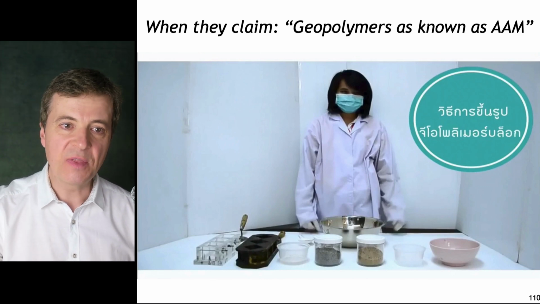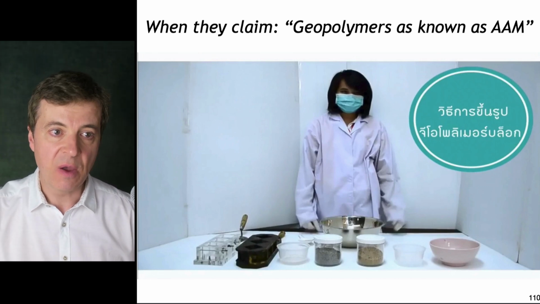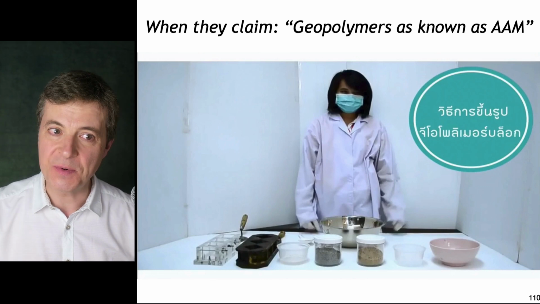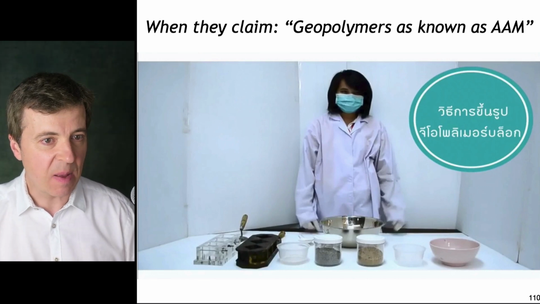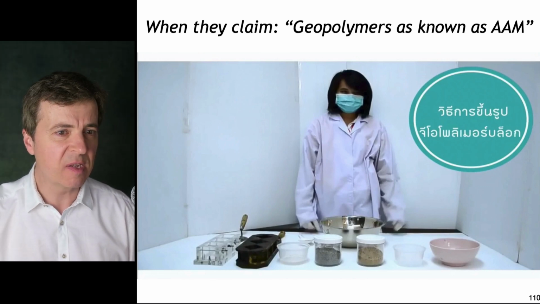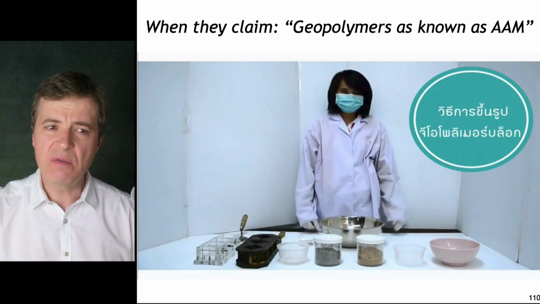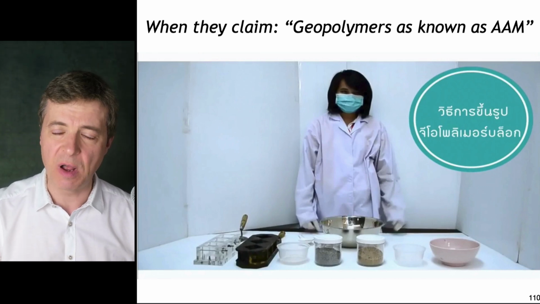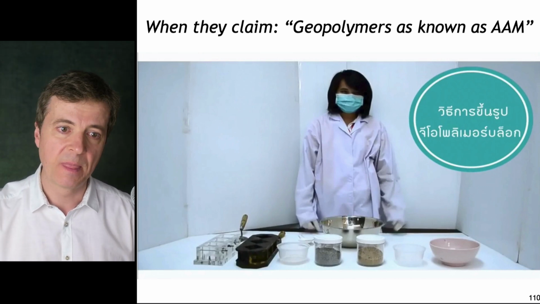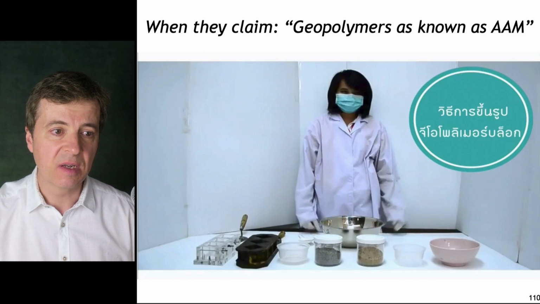Let's compare the geopolymer process with how the others are doing. This is an example of a wrong mixing when some scientists have no understanding or no knowledge of polymer chemistry. Everything here is wrong.